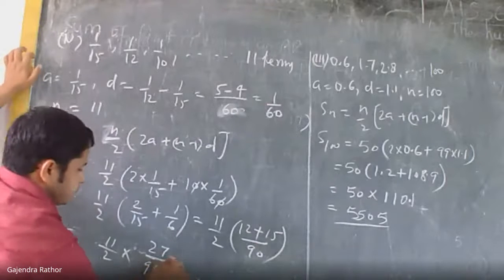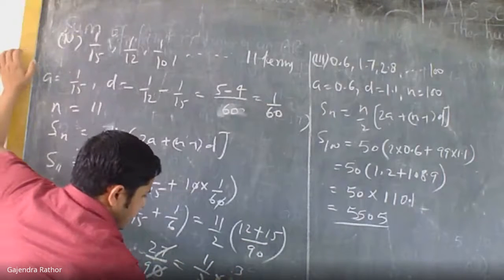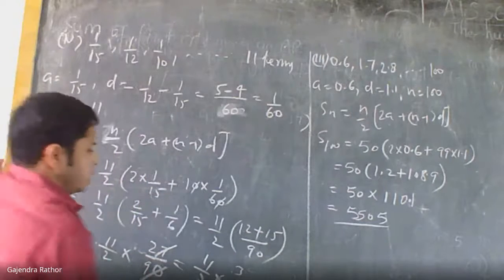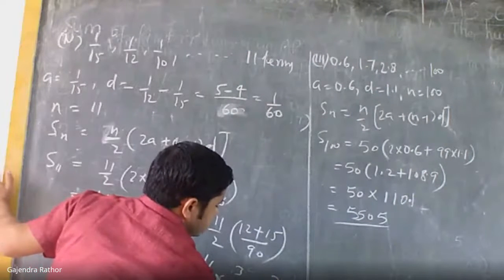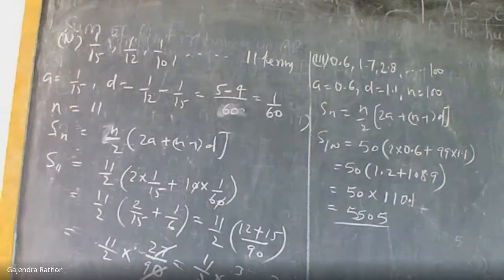Now divided by 9. 9 3s are 27, 9 10s are 90. So the answer is 33 by 20. So the first question is complete. The correct answer for both. Very good, all of you.